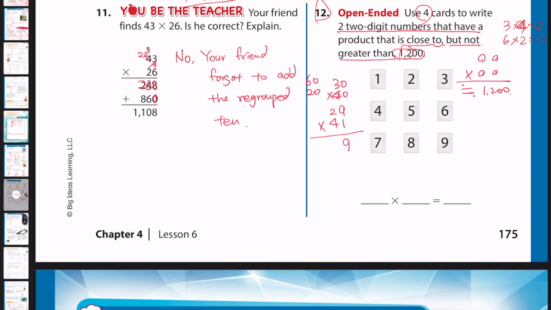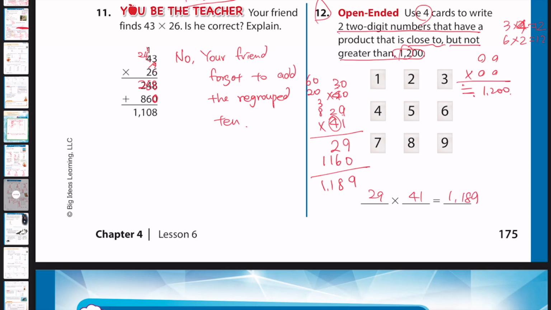9 times 1 is 9, 2 times 1 is 2, and I'm going to move on to the tens place now, and I'm going to add 0 at the end. And 4 times 9 is what? 36, and carry 3 up. 4 times 2 is 8, 8 plus 3 is 11, 1, 1, 8, 9. Woo! 1,189. This is not greater than 1,200, but close enough, right? So I'm going to use this one. 29 times 41 is equal to 1,189.